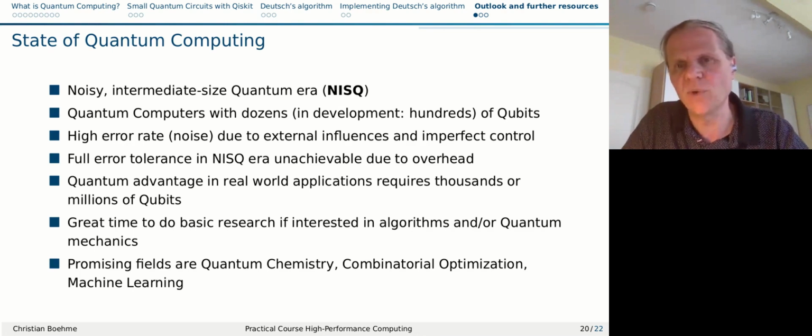Intermediate size, we call it. We have right now quantum computers with 50 to 100 qubits. The expected number of qubits needed in order to solve real-world problems is 1,000 to 1 million qubits. And we are still quite a far way away from that, of course. And that means in the current era, we just have to work with made-up examples, I would say, in order to research what can be done with quantum computers in the future.